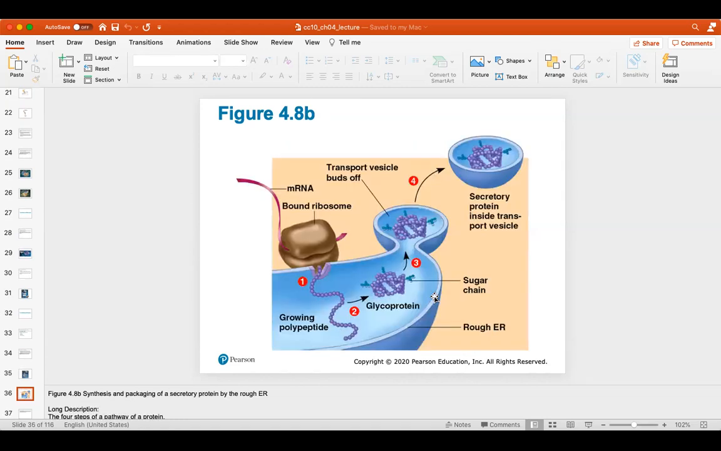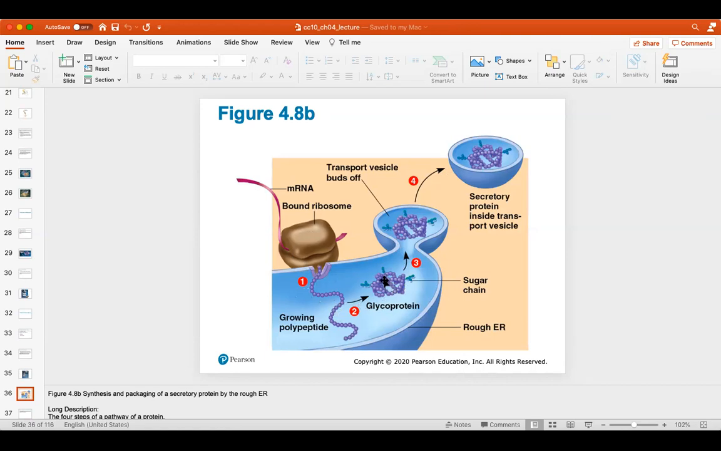So here's a look at synthesis and packaging of secretory protein by the rough ER. So here we have rough endoplasmic reticulum. The bound ribosome is connected to it, so the protein is being made. It goes directly into this tubule system of the rough ER.